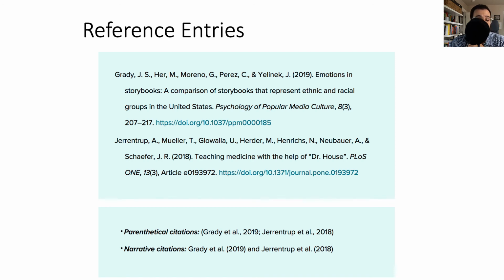It also gives me the chance to tell you one other detail here, which is if you have a parenthetical citation in which you're citing multiple papers, you should alphabetize those citations. So alphabetize them by the first letter in the last name of the first author. In this case, Grady comes before Jerentrup.